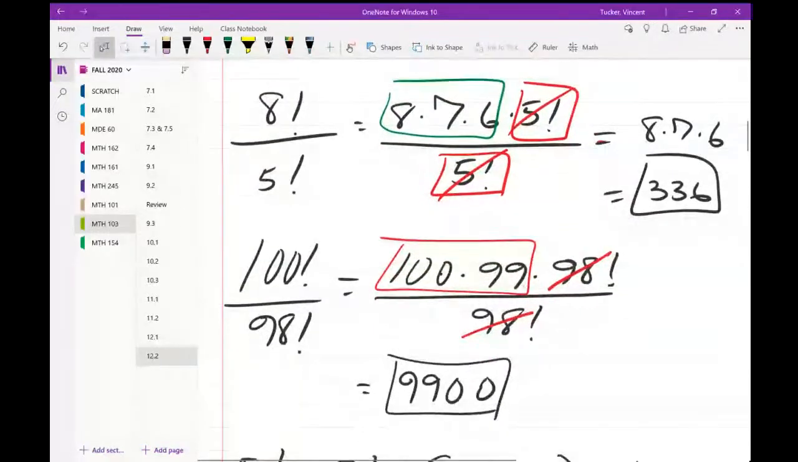So at 100 factorial over 98 factorial, I wouldn't count 100 all the way down to 1. I would just go to 98 and stop because that's what's in the denominator. Cancel out that 98 factorial, and I'm left with 100 times 99, which is 9900. All right, questions?